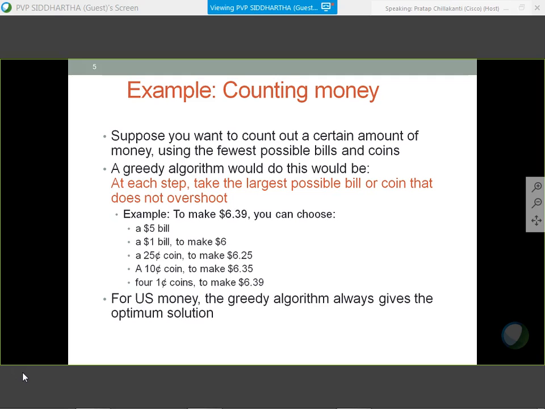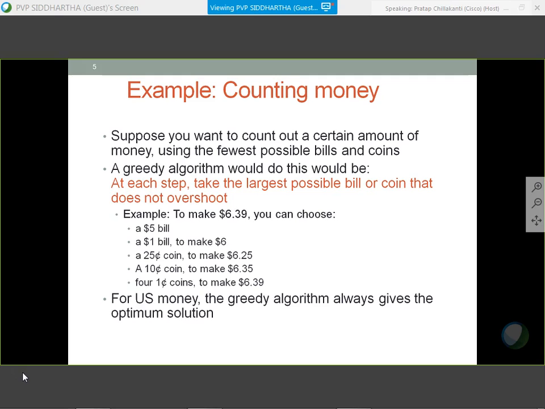Okay, so what is the fewest number of bills you are given? 5 of them. But if the bank ran out of hundreds, then they can give you, let's say, 50s, then they have to give 10 of them, right? So what greedy algorithm says is you always take the largest possible bill or coin that does not overshoot the limit. So here is a great example, right?